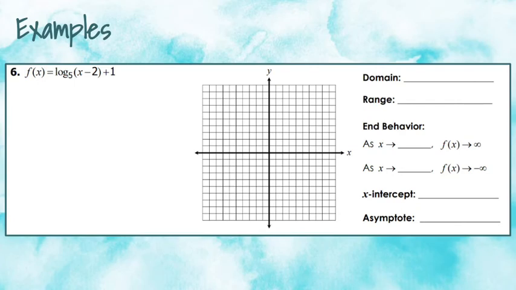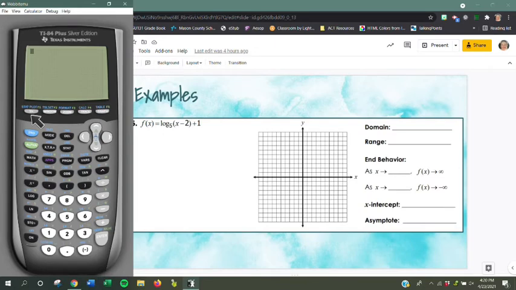And we're only going to do one more of these. And what I want us to do here is to type this function into our calculator into y equals. So y equals is this top left gray button. And then we're going to type in our function. So anytime that you have this +1, anything outside over here of the logarithm, we're going to have to use quite a few parentheses. So we're going to start with parentheses, and we're going to do log of x minus 2.